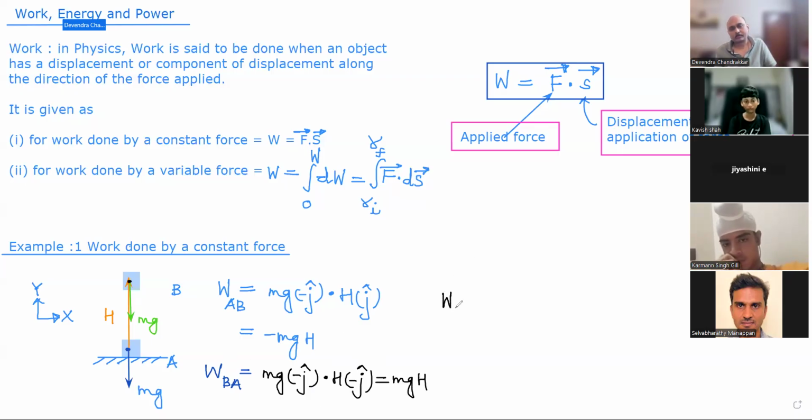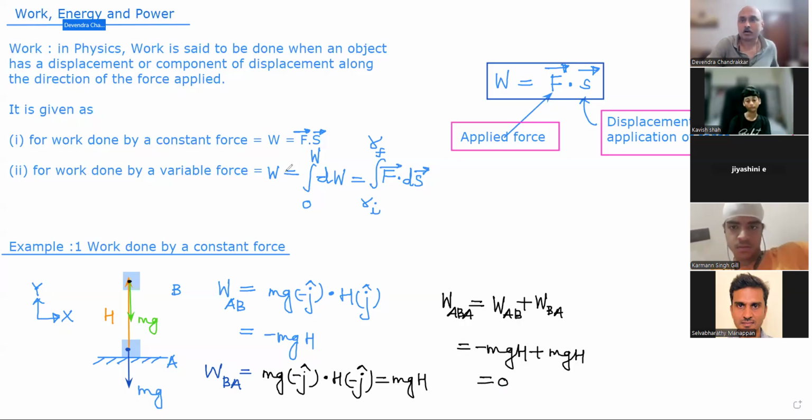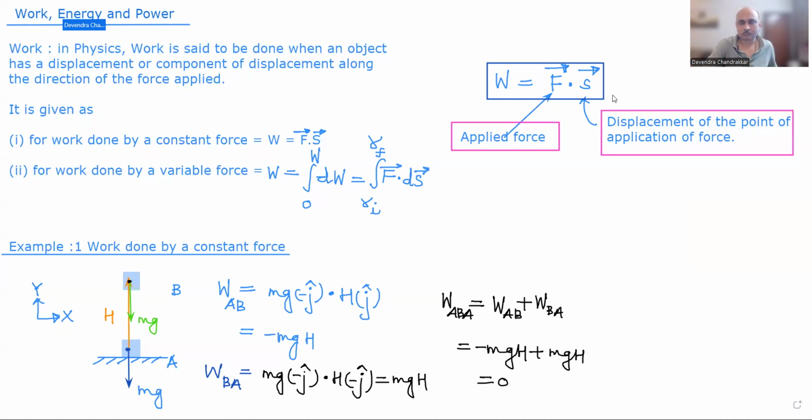So this is plus mgh. So now you can see here that work done in the closed path A to B to A is AB plus BA, which is equal to... sorry, this is minus mgh. Work done from A to B was minus mgh plus mgh is equal to 0. Did you understand or not? Yes or no, everyone say. Yes, sir. Write this down quickly, all of you. All of you note it.